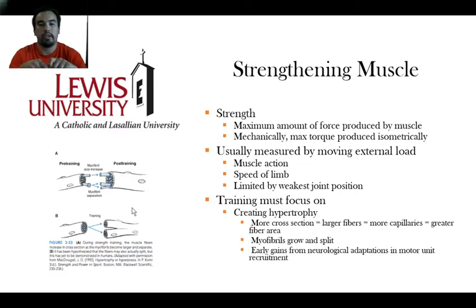So now let's go ahead and look at strengthening muscles. Okay, so what's actually happening when we strengthen a muscle? When we strengthen a muscle, our goal is to achieve the maximum amount of force from each muscle fiber that we're training. Mechanically, strength is the maximum amount of torque that an isometric contraction can put out from a muscle in any given position.